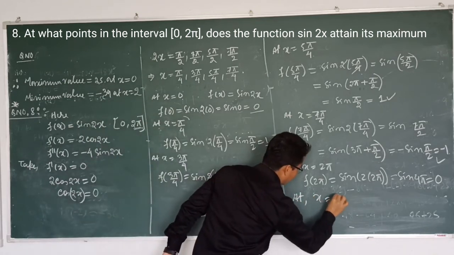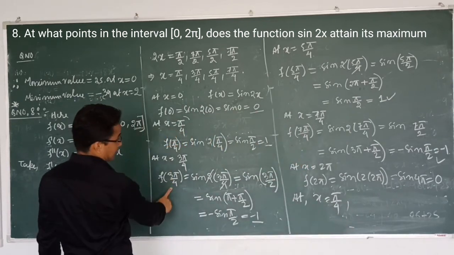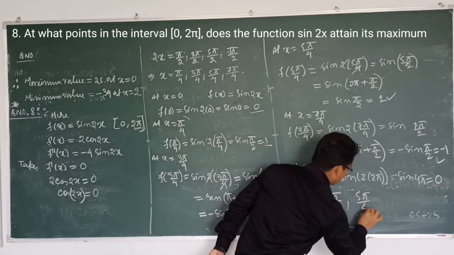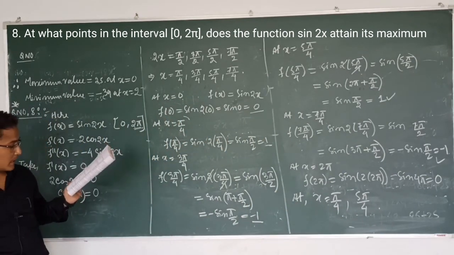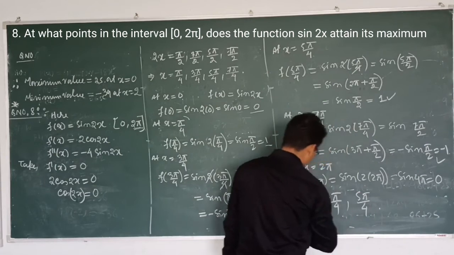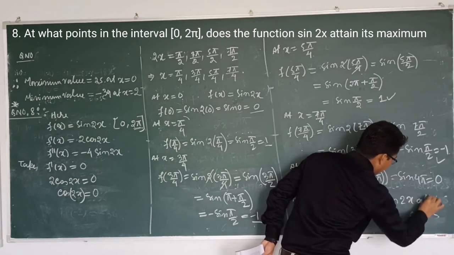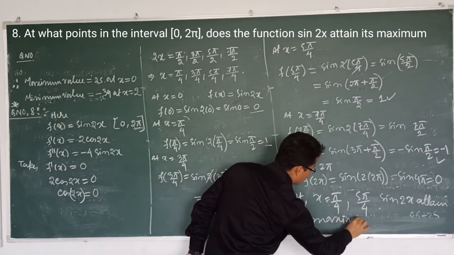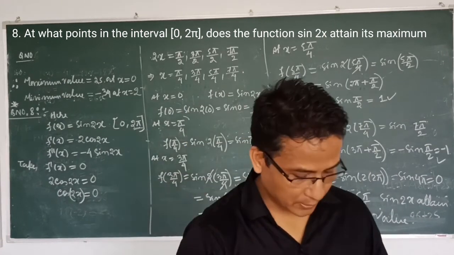At x equal to pi by 4, then 3 pi by 4 we get minus 1, and 5 pi by 4 we get 1. These are the two values where our sine 2x attains its maximum value. So this is our answer: at x equal to pi by 4 and 5 pi by 4, sine 2x attains its maximum value. Okay, let's go for the next question.